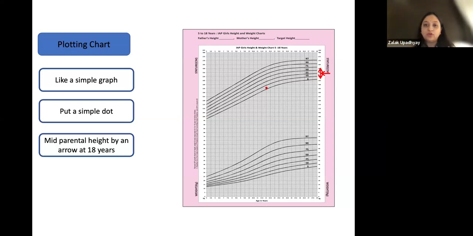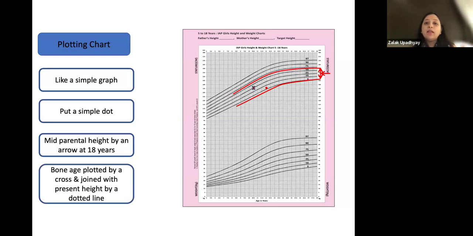Is the child within the range or not? Like this, you have to put a range. Then you see whether the child is within the range or not, the MPH range. And then how do you plot bone age? By a cross. So if the child's bone age here is around 10.5 years, this is my height. I go back on the same line and put a cross at 10.5. So this is how you plot the bone age.